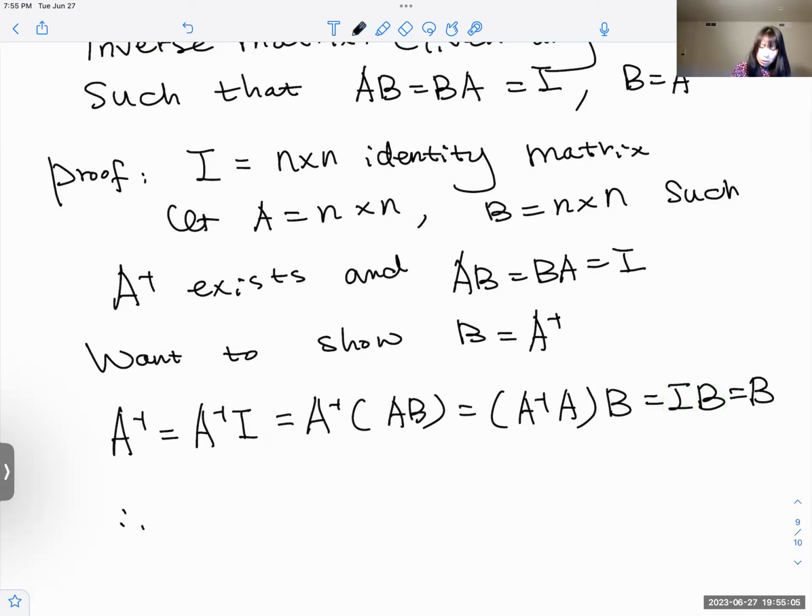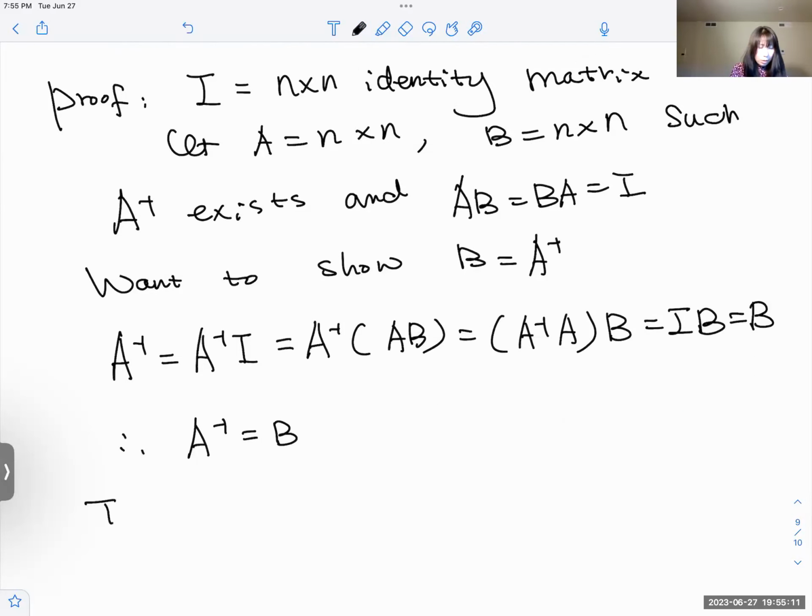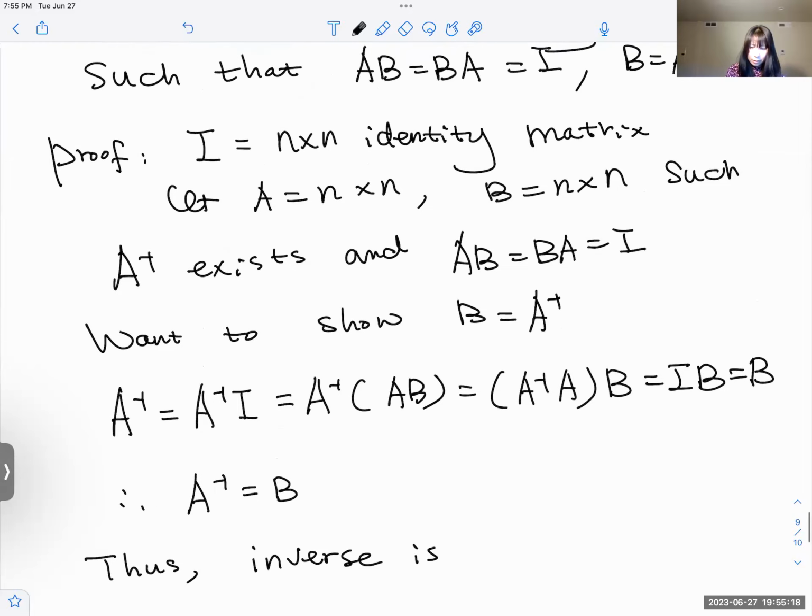So A inverse equal to B, we proved it, right? Thus the inverse is unique in this case. Only that. All right.